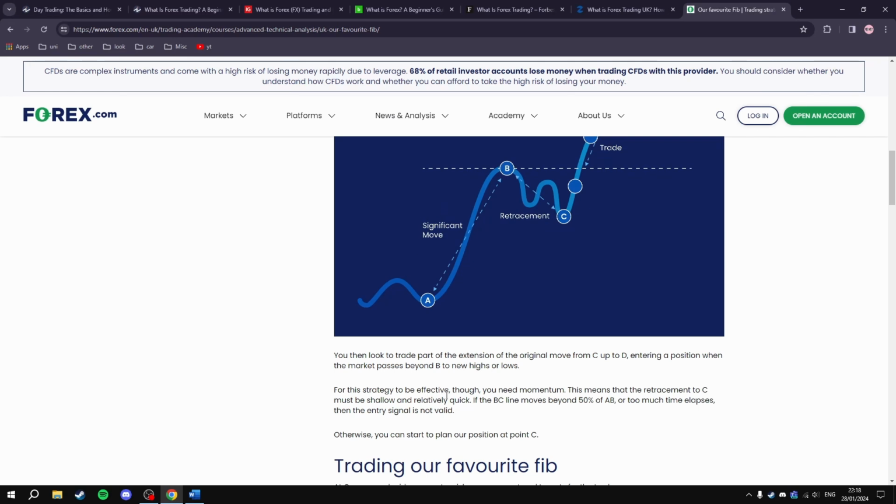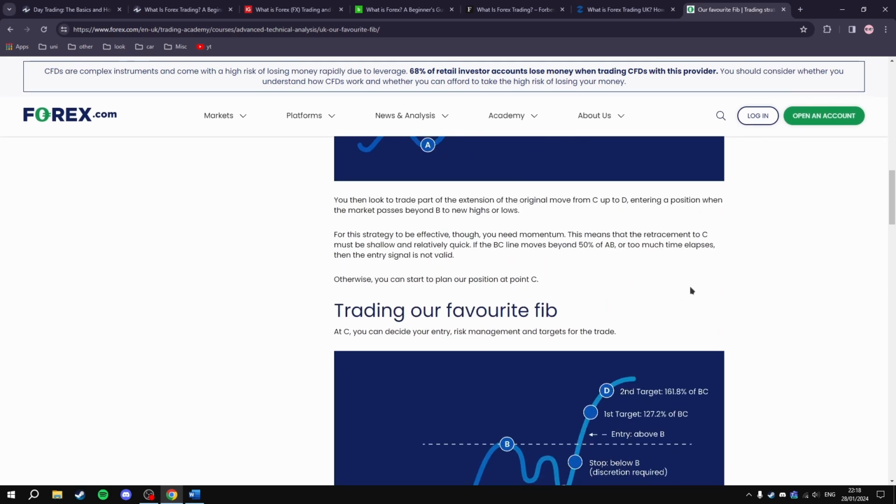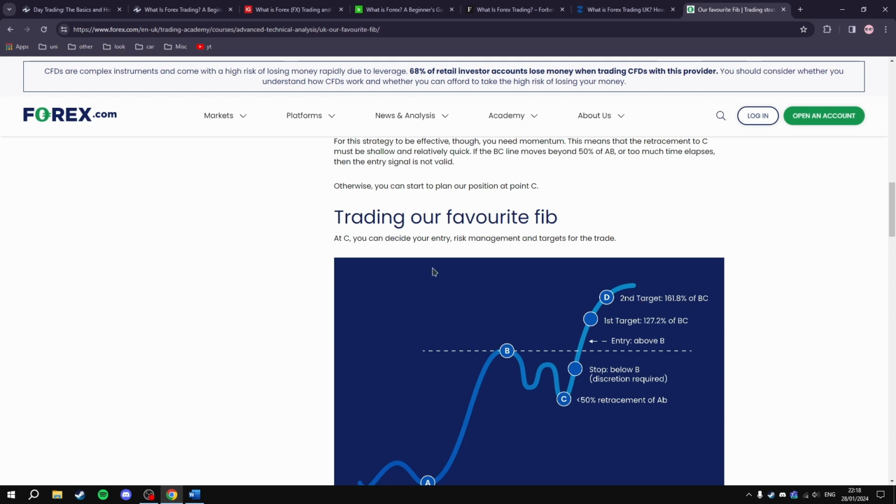For this strategy to be effective though, you need momentum. That means that the retracement to C must be shallow and relatively quick. If the BC line moves beyond 50% of AB, or too much time elapses, then the entry signal is not valid. Otherwise, you can start to plan your position at point C. Trading our favorite fib. At C, you can decide your entry, risk management, and targets for the trade.